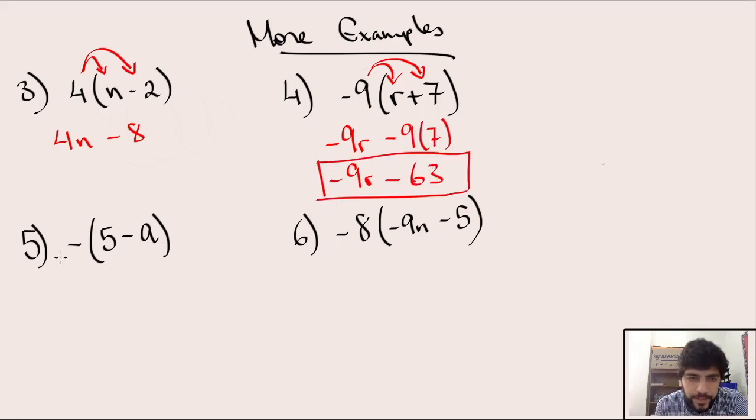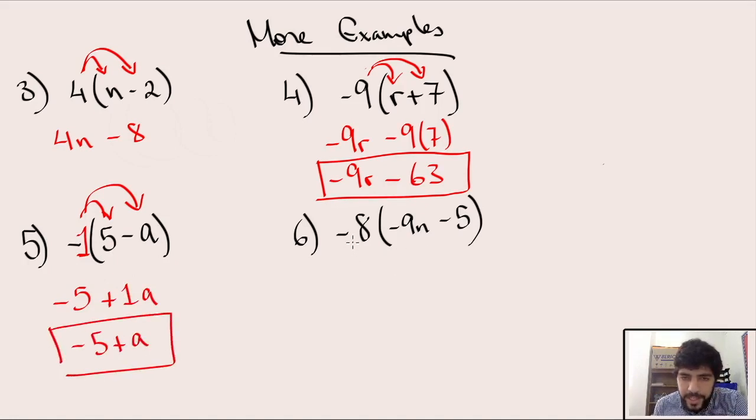This one is tricky. It says negative and then parentheses 5 minus 8. If there's nothing here, then you know that it's a 1. Okay, we've discussed this before, but this is just a reminder. So it's as if we're saying negative 1 times 5 minus 8. So negative 1 times 5, negative 1 times negative 8. Negative 1 times 5, this is negative times positive, so it's negative 5. Negative 1 times negative 8, this is negative times negative. So it's going to be positive 1a, or we can just write a.